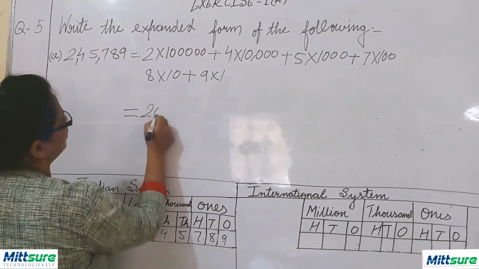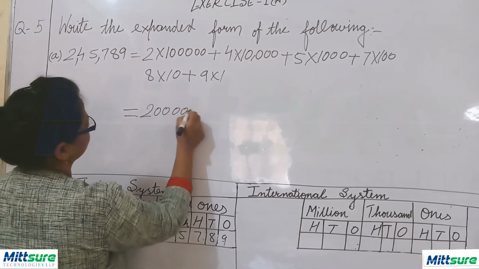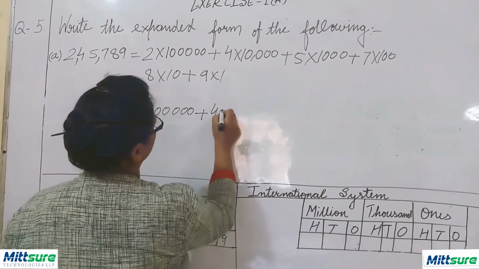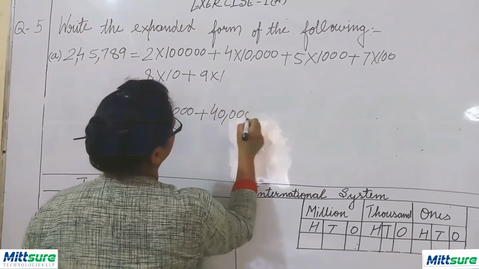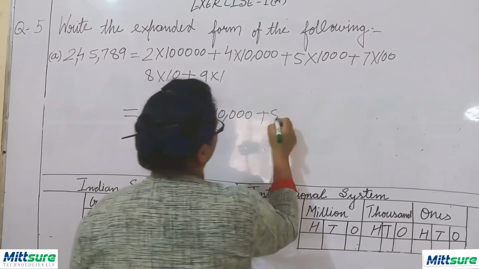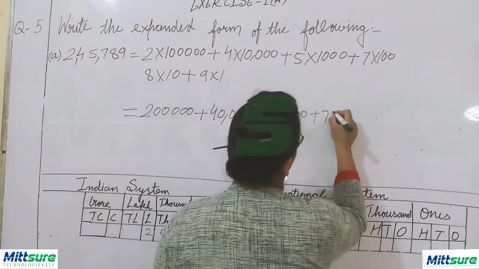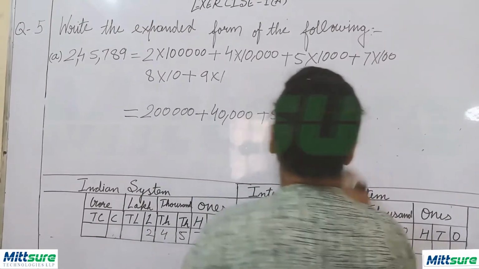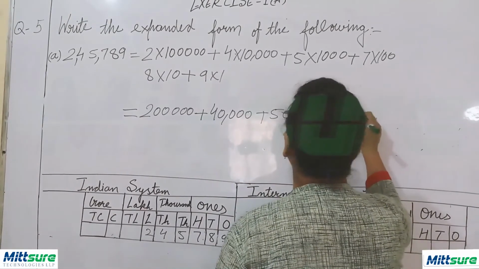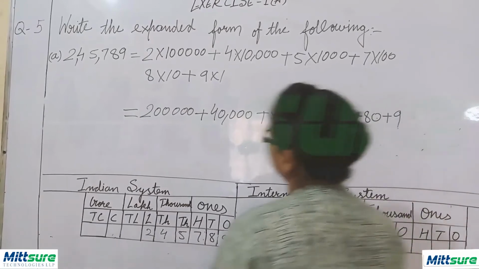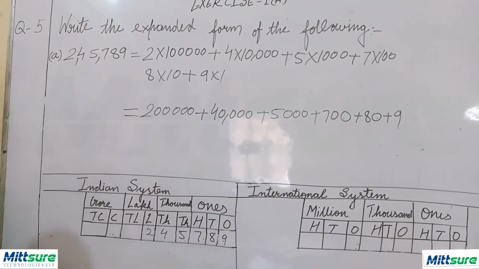That will be 2 lakh plus 40,000 plus 5,000 plus 700 plus 80 plus 9. This is our expanded form.